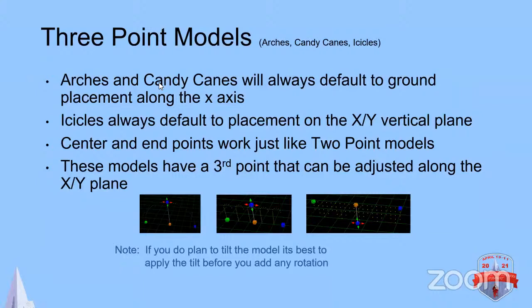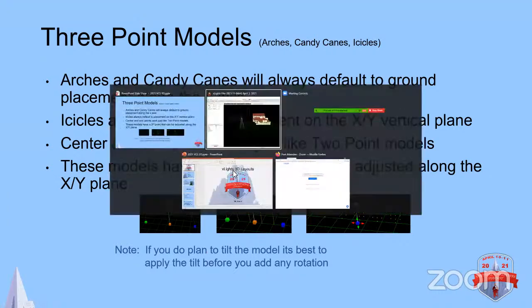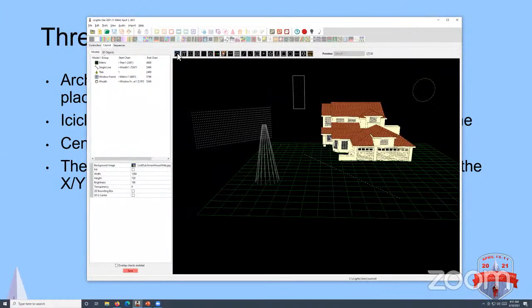So 3-point models, arches and candy canes always default to the ground because that's typically where people have those in their yard. Icicles will act like the single line, where they always will be initially drawn on the XY plane. The center and the endpoints are going to work just like the 2-point models, but they're going to have the third handle that can change the angle. So I'll just demonstrate a few of these.